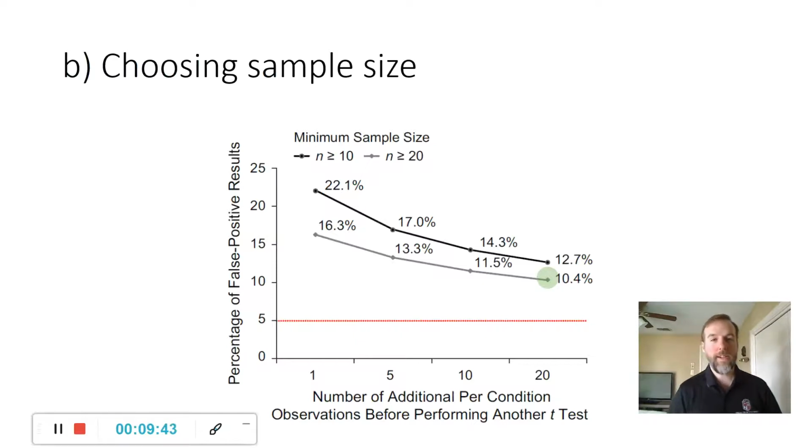Okay, next example, choosing your sample size. So how many participants are you going to collect? Now in a perfect world, the sample size would be determined by a power analysis. So before you do your study, a priori, you would say, well, we need to collect 48 participants for 95% power. That is typically hard to do, to run a perfect power analysis.